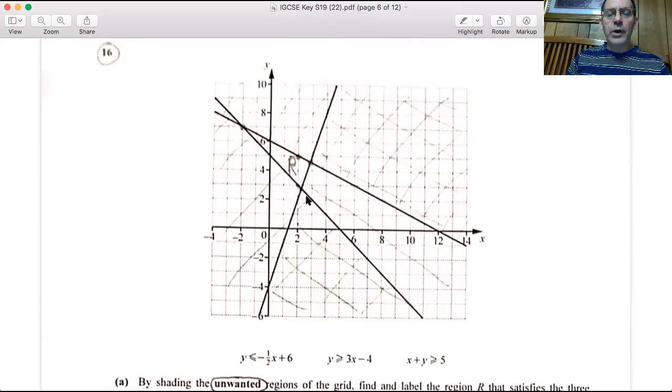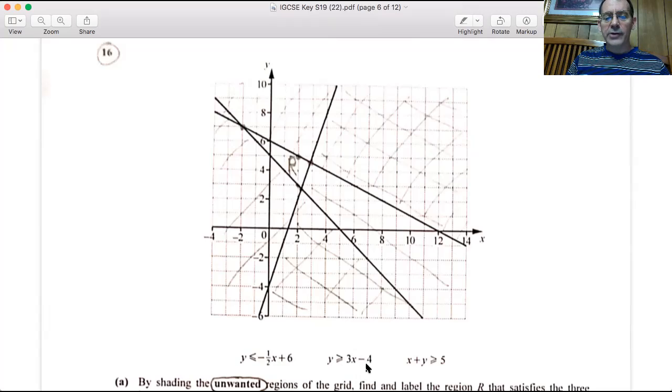So the unwanted is above the graph. So we shade all this here. Usually I shade perpendicular to the line. So these lines going up here are perpendicular to my line. So all this is shaded on the top side because that's the unwanted side.